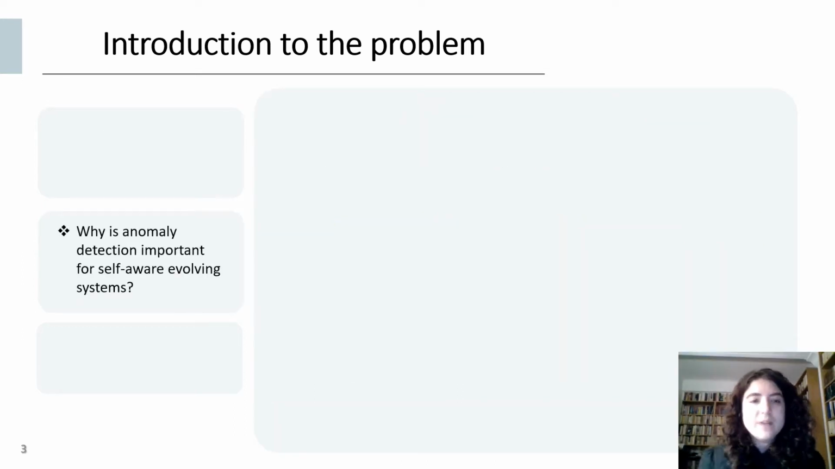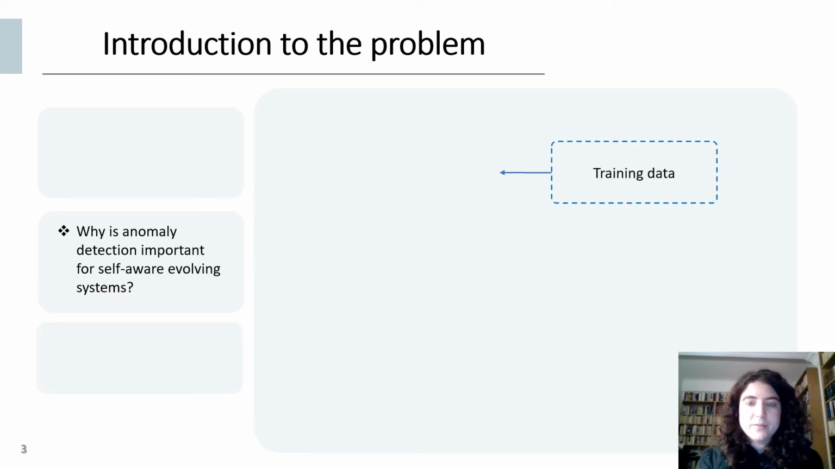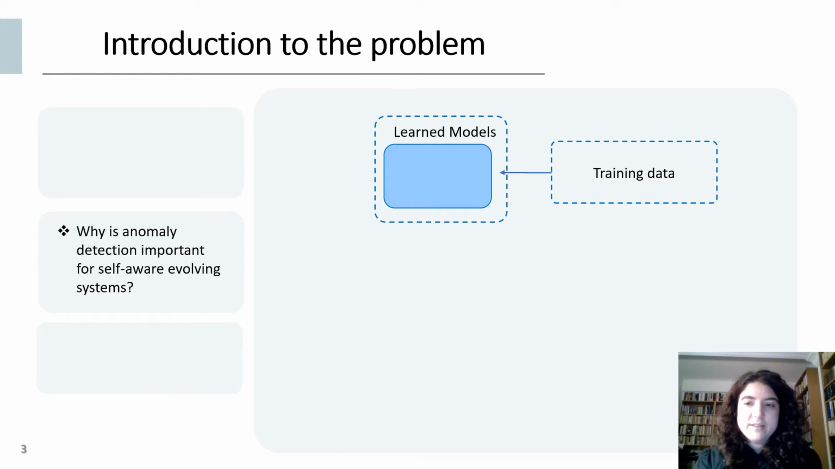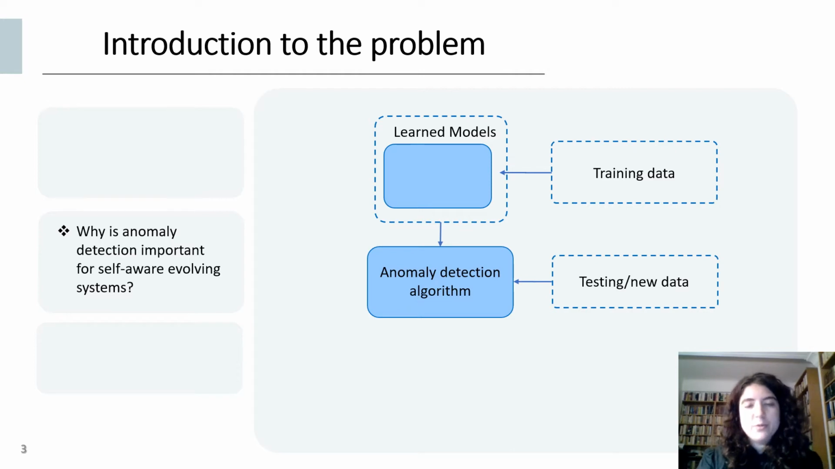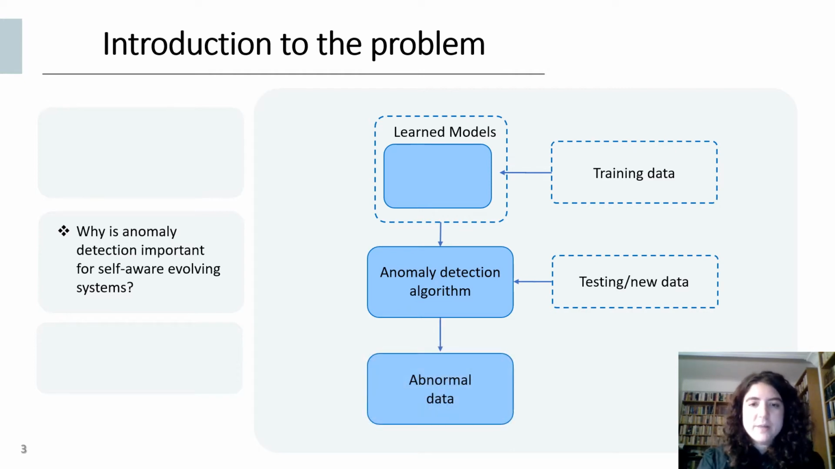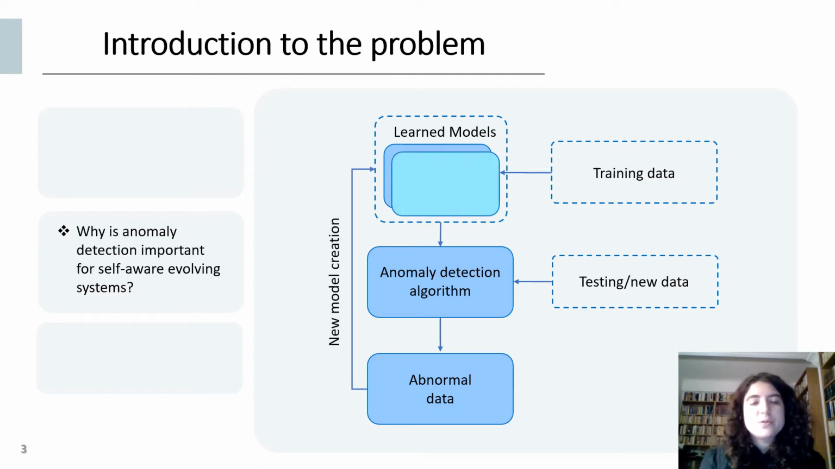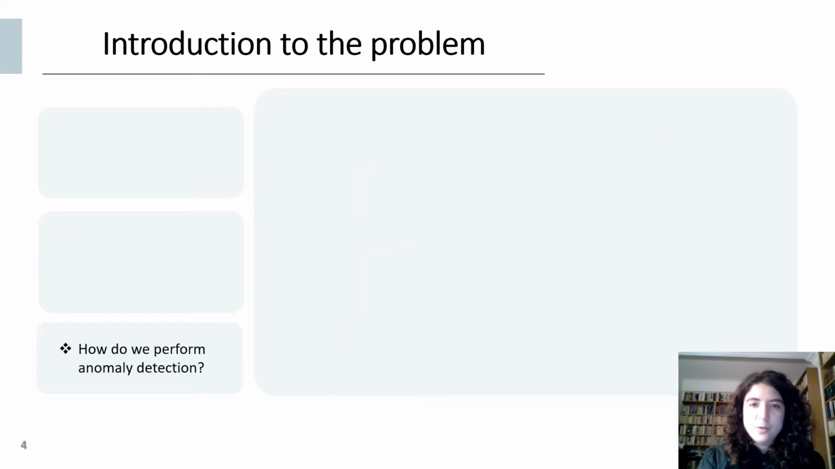And also, why is anomaly detection so important for self-aware evolving systems? Well, if we are given some training data, we can learn some models from it, and then we could be presented with some new data. We can perform anomaly detection on the new data, detect which data part is abnormal, and we can use it to perform the creation of a new model, allowing thus the system to evolve.